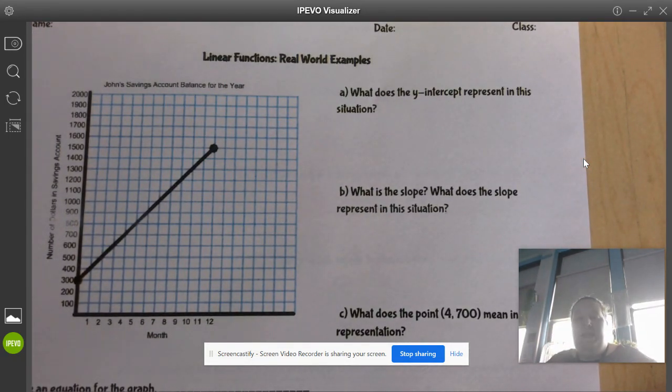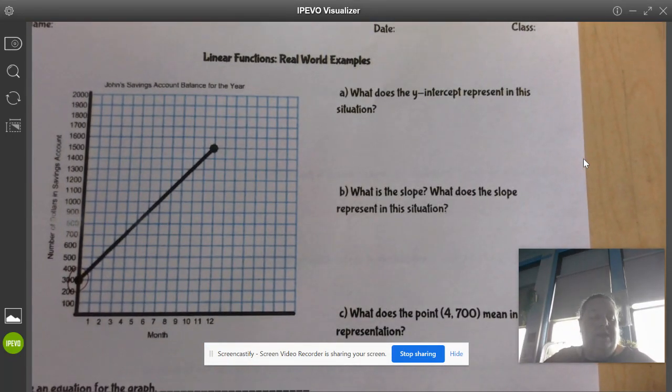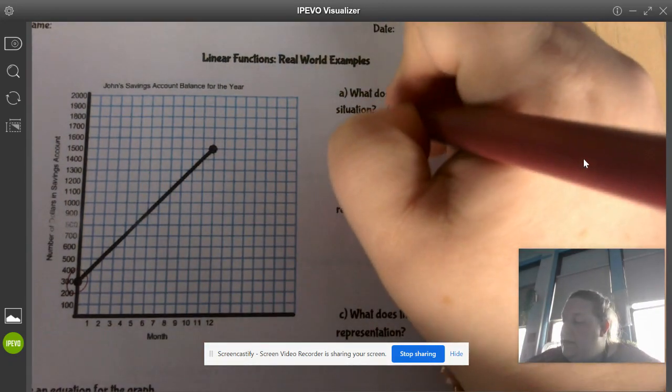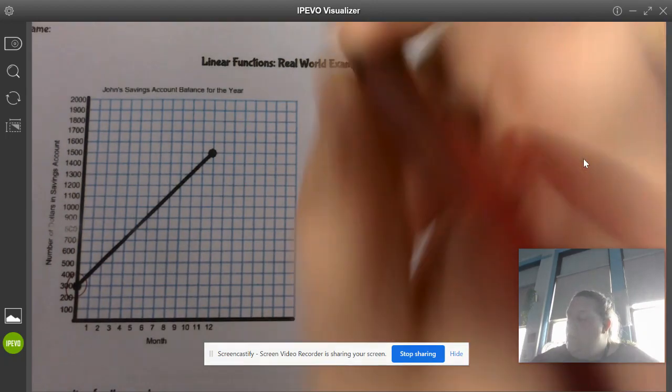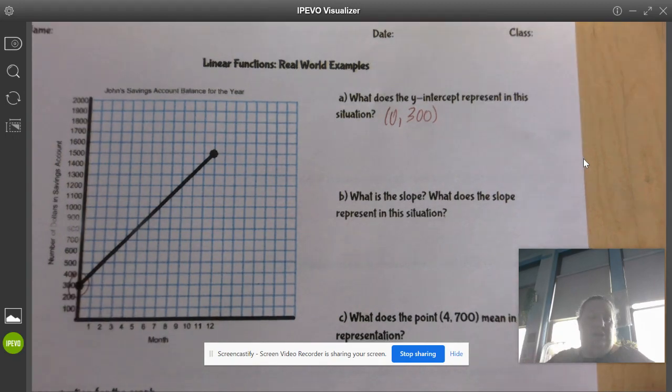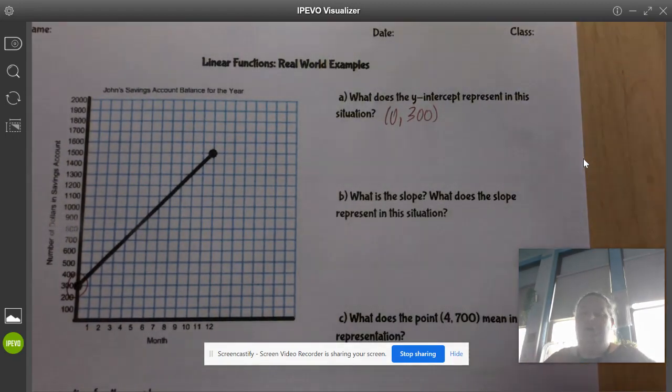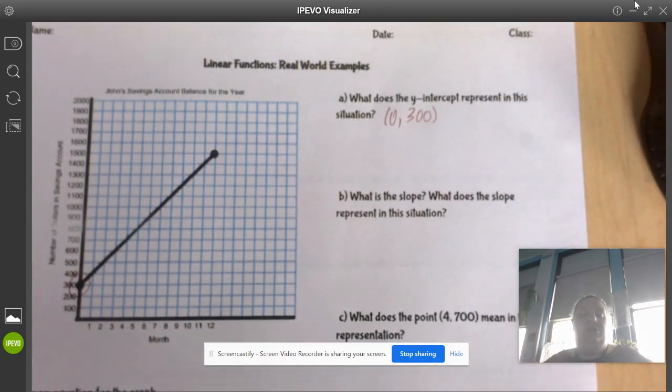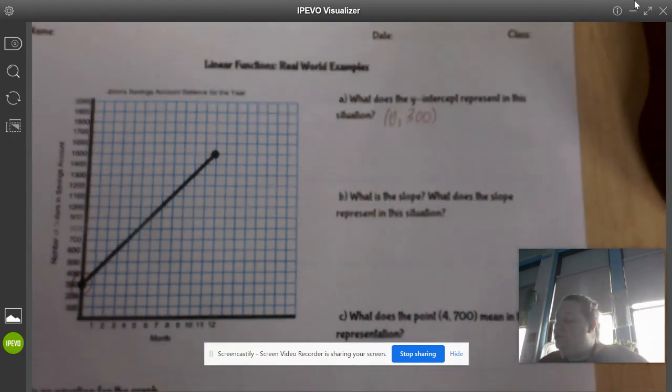So remember, the y-intercept is where your graph hits the y-axis, which is at this point right here. And that's at 300. So that point would be (0, 300). So what that's saying is before you even start saving, John started saving, I should say, he deposited $300 in his account. So that's what he's going to start with and then continue to add to.